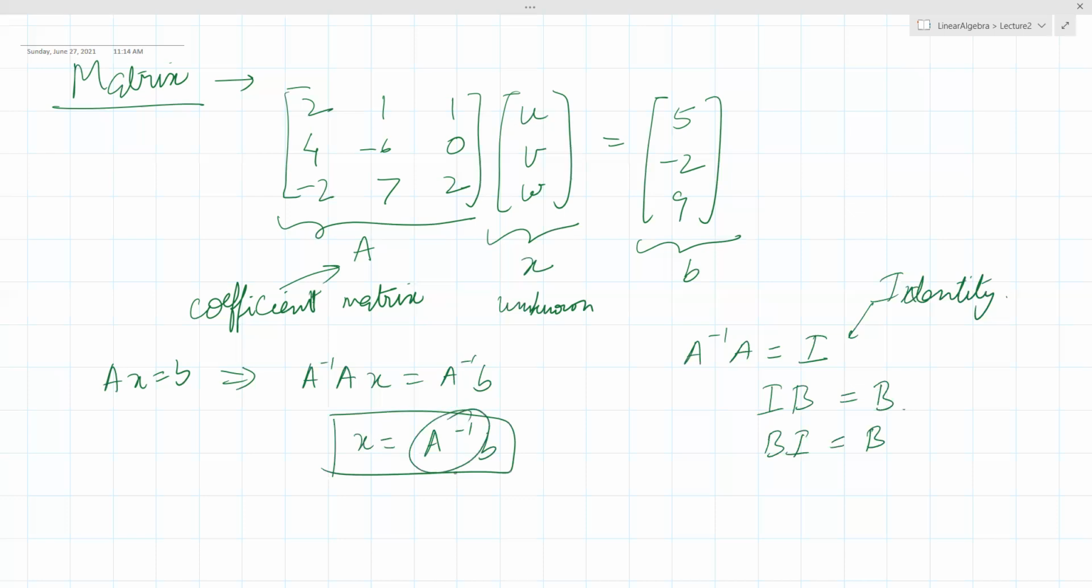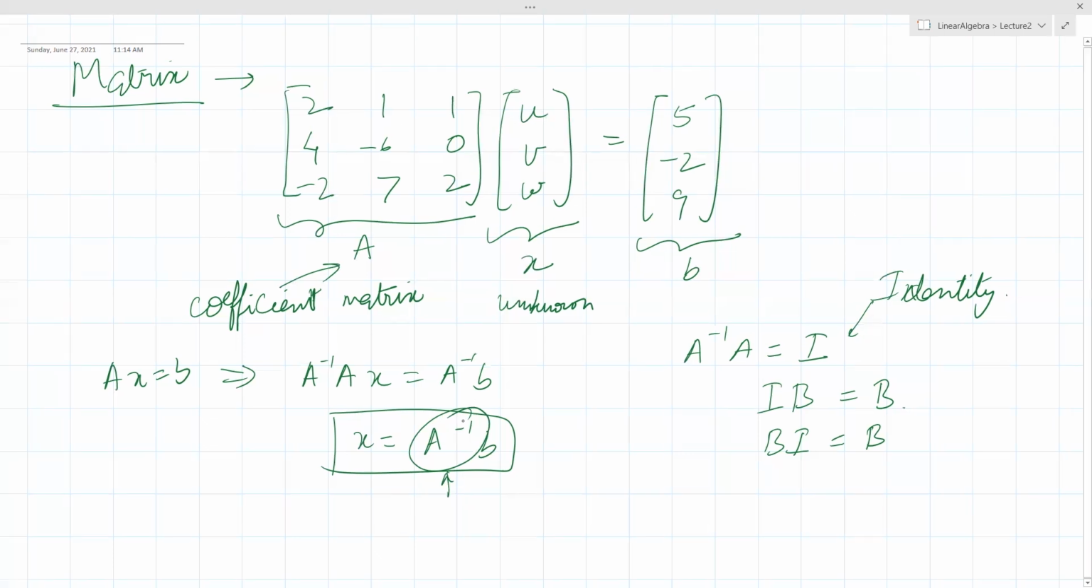Algebraically this is pretty straightforward, but in reality calculating this is really computationally intensive, and we really do not want to do that. So we come up with millions of different ways of solving this equation without having to calculate this inverse. You can think of one of the major goals of this course as solving this equation without calculating the inverse.